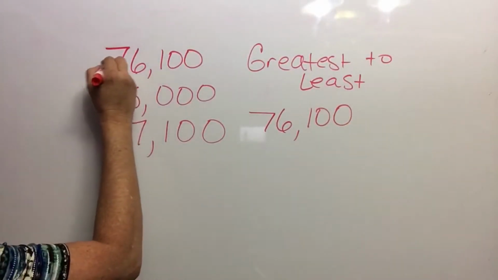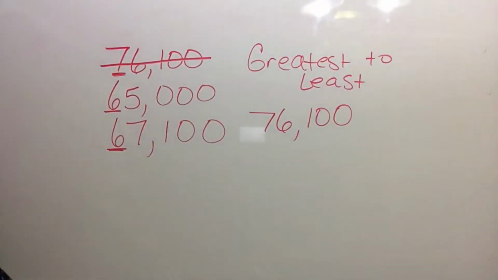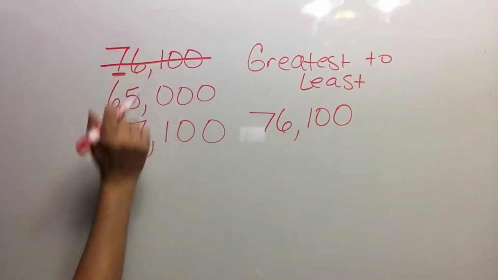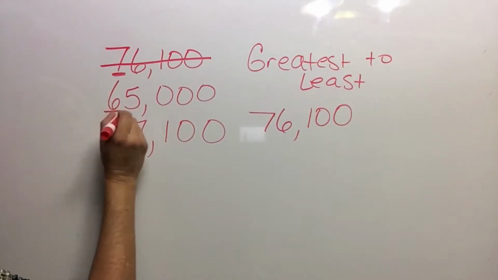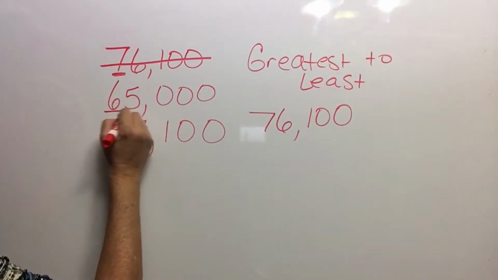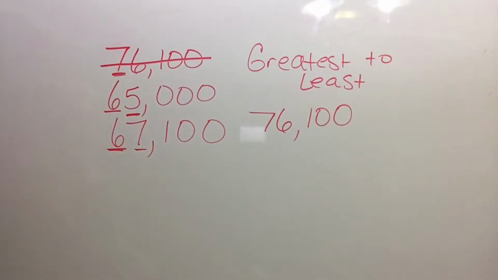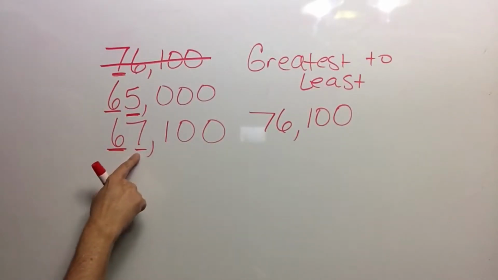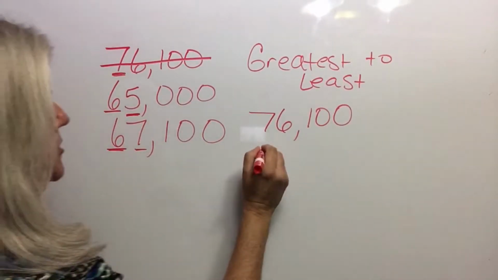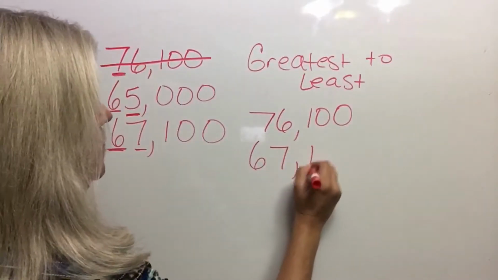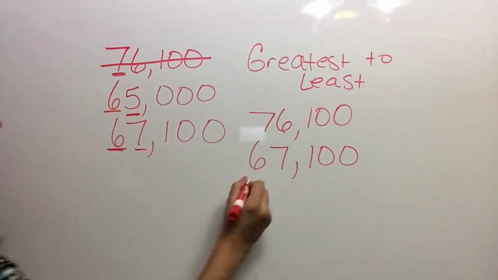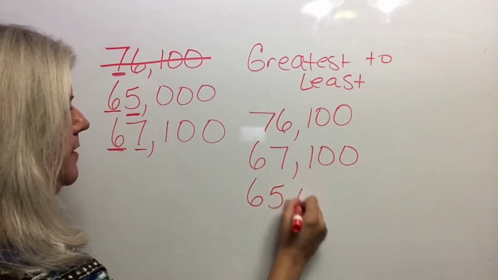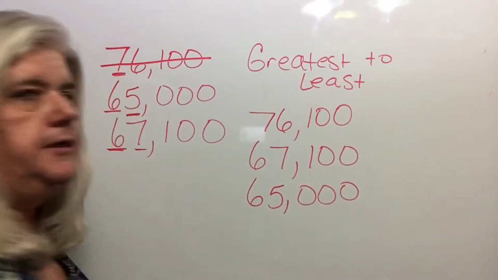Now this one, I like to mark mine out so that I don't get confused. I'm finished with this one. These both have 6 in the 10,000s place. So now I have a 5 and a 7 in the thousands place. And we know that 7 is larger. So 67,100. And then that would leave 65,000 as the least.